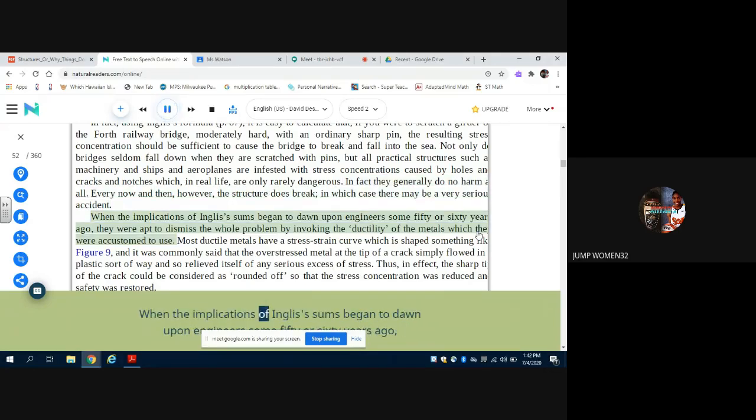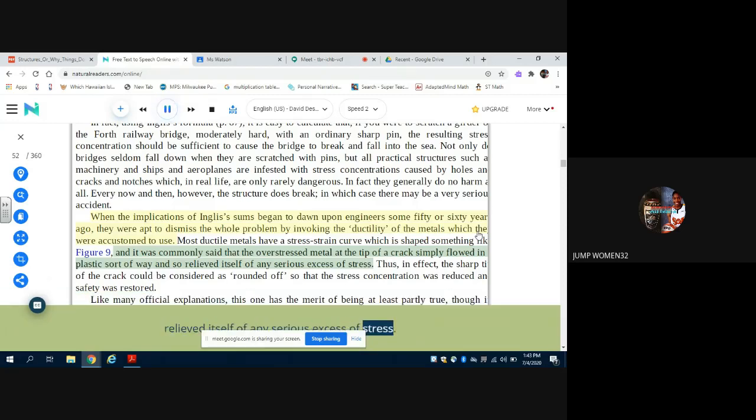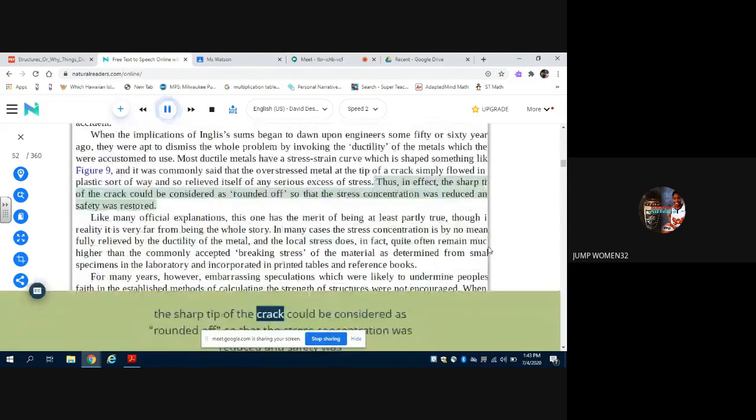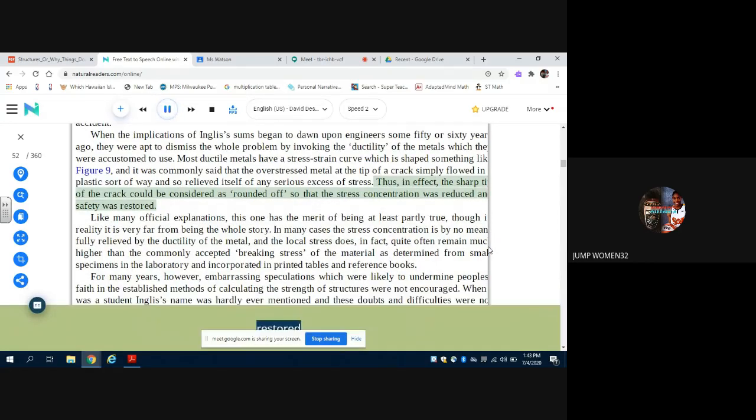When the implications of Inglis's sums began to dawn upon engineers some 50 or 60 years ago, they were apt to dismiss the whole problem by invoking the ductility of the metals which they were accustomed to use. Most ductile metals have a stress strain curve which is shaped something like figure 9. And it was commonly said that the overstressed metal at the tip of a crack simply flowed in a plastic sort of way and so relieved itself of any serious excess of stress. Thus, in effect, the sharp tip of the crack could be considered as rounded off so that the stress concentration was reduced and safety was restored.